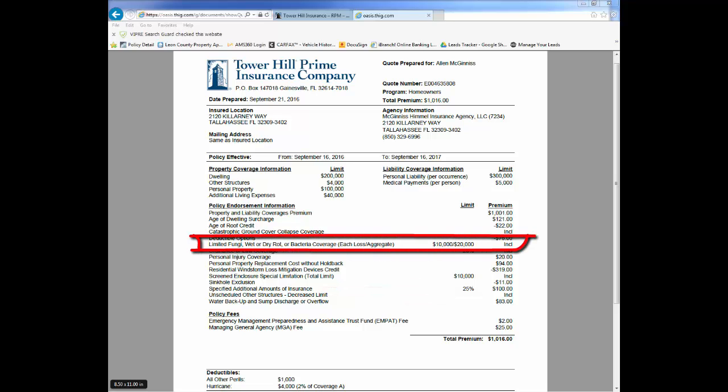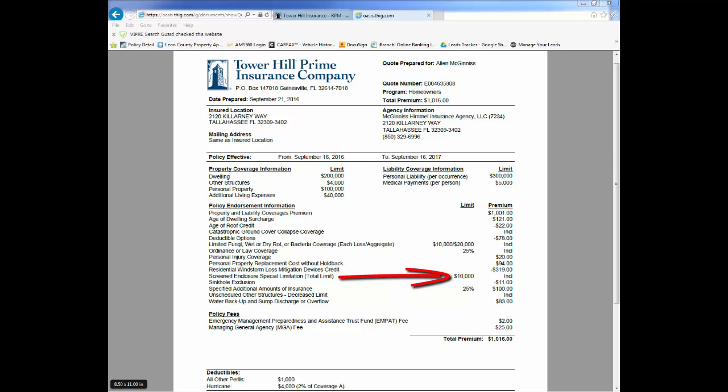Mold and fungus coverage. Most policies include mold and fungus coverage at a $10,000 amount, so $10,000 per occurrence. You can increase it to $25,000. Some companies don't include it at all, and this is a big deal. It's something that's important to know how it's covered and make sure that they're similar when you're comparing.